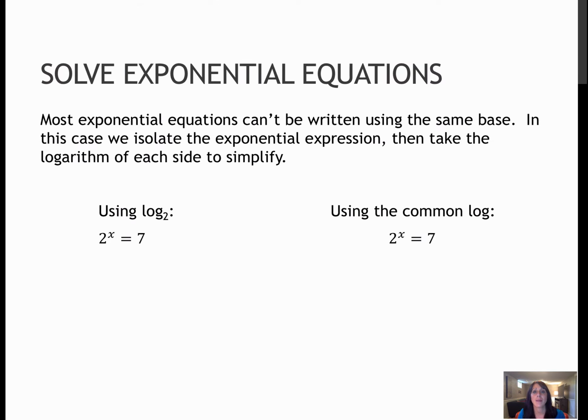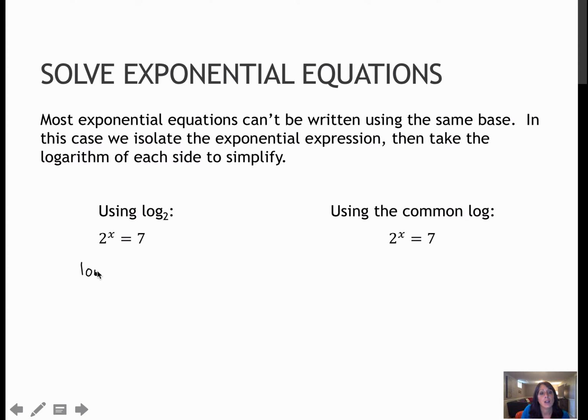The next type of question that we will do is when you cannot rewrite it with the same base. So notice 7 is not 2 to the anything power. So therefore I cannot use the method that I just learned. Now I'm going to isolate the exponential expression, which I've already done, and then I'm going to take the logarithm of each side to simplify. Two ways to do that, using log base whatever I have here, which I prefer, or using the common log, which is likely the way Alex will explain it to you.